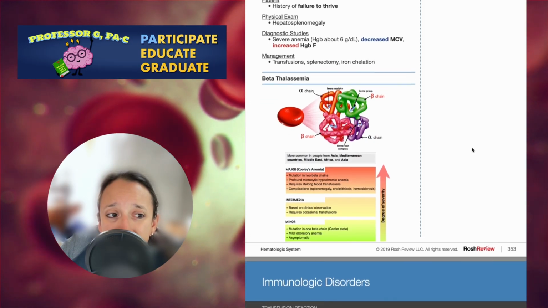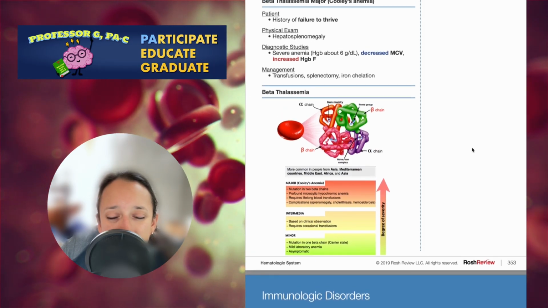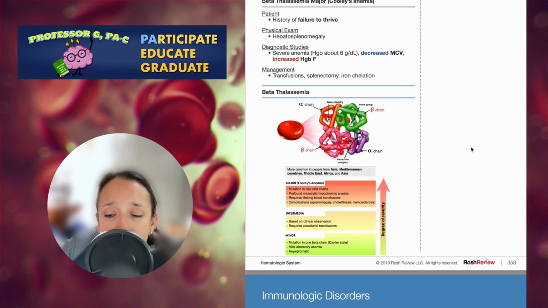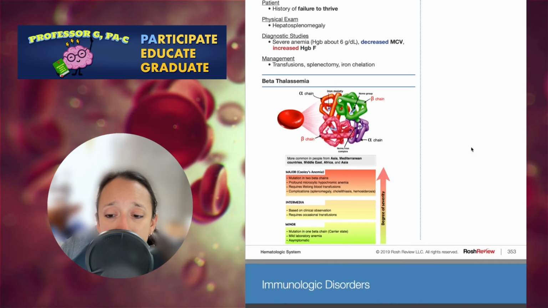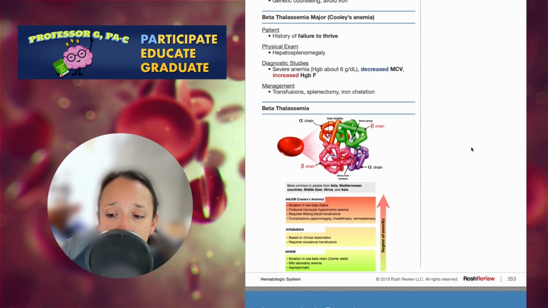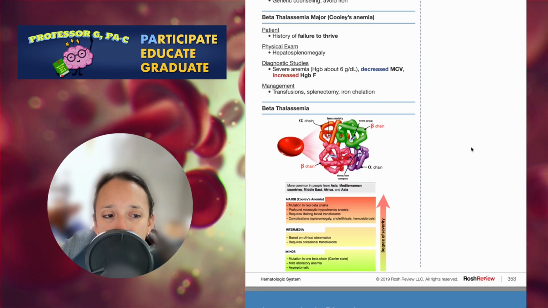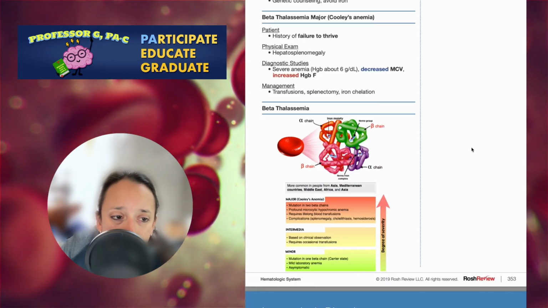Treatment really just depends on the severity. Minor, you don't really need treatment. Intermediate, you might have occasional transfusions or folic acid supplementation. And major requires lifelong transfusions with chelation therapy. And the only potential cure is going to be the bone marrow transplant.